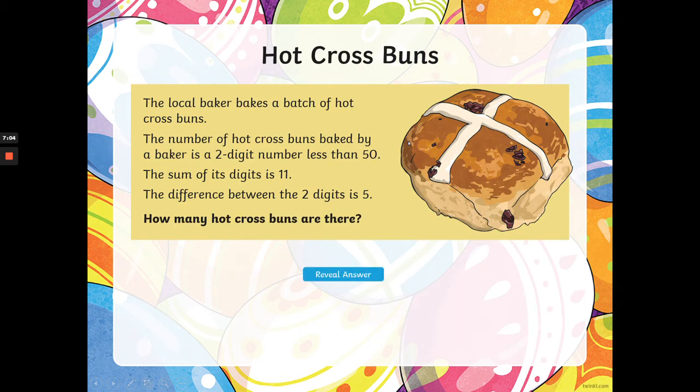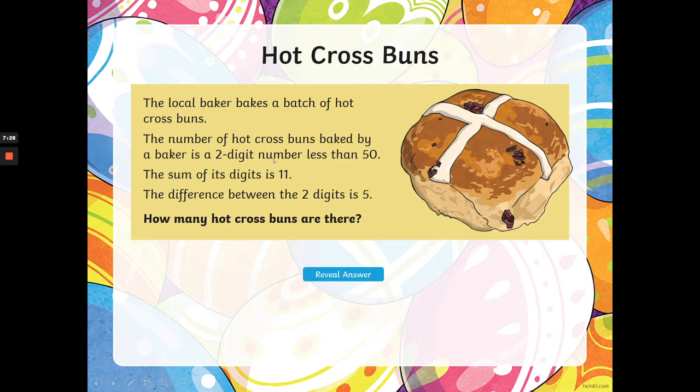Ooh, hot cross buns. So the local baker bakes a batch of hot cross buns. The number of hot cross buns baked by a baker is a 2-digit number less than 50. Okay, so the number of hot cross buns baked by the baker is a 2-digit number. It has to be less than 50. Okay. The sum of its digits is 11.